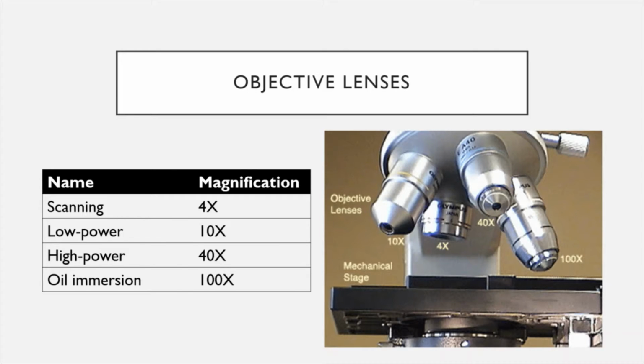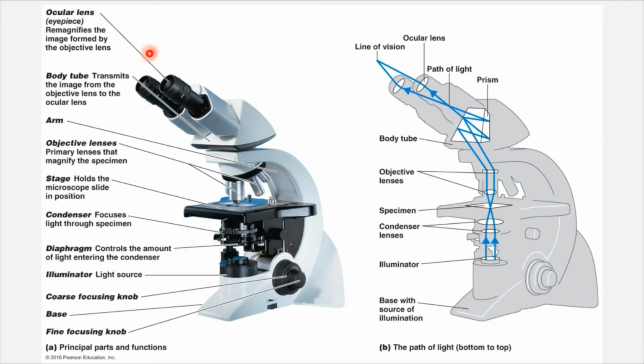One other thing we want to mention is that the ocular lens also gives magnification, but this gives a set magnification. Unlike the objective lenses, which can be rotated and changed out for different degrees of magnification, the ocular lens always provides the same magnification, and it is almost always a 10x magnification.